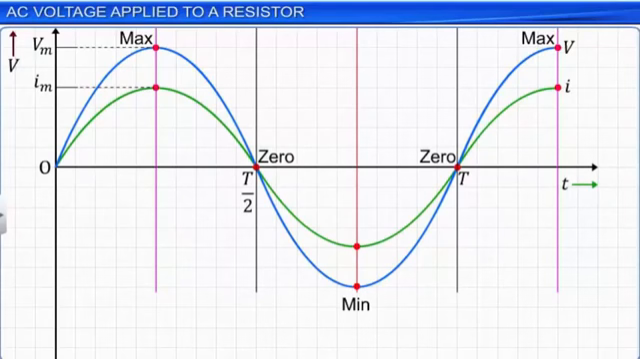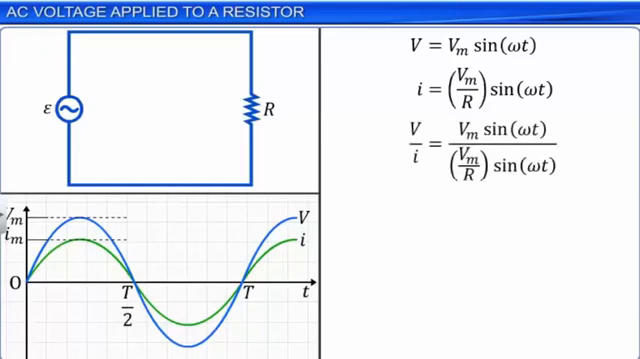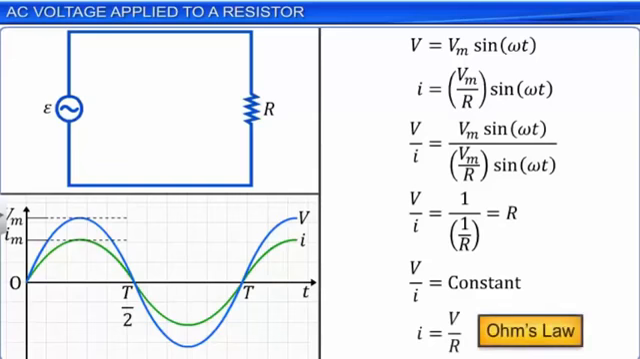The fact that the current and voltage are in phase can be seen more clearly if we divide the instantaneous voltage V by the instantaneous current I. Therefore, the ratio of the instantaneous voltage V and instantaneous current I is a constant of magnitude R. This means that the ratio of voltage to current is constant. Hence, Ohm's law is valid in the case of resistances connected in a circuit with an AC voltage source.